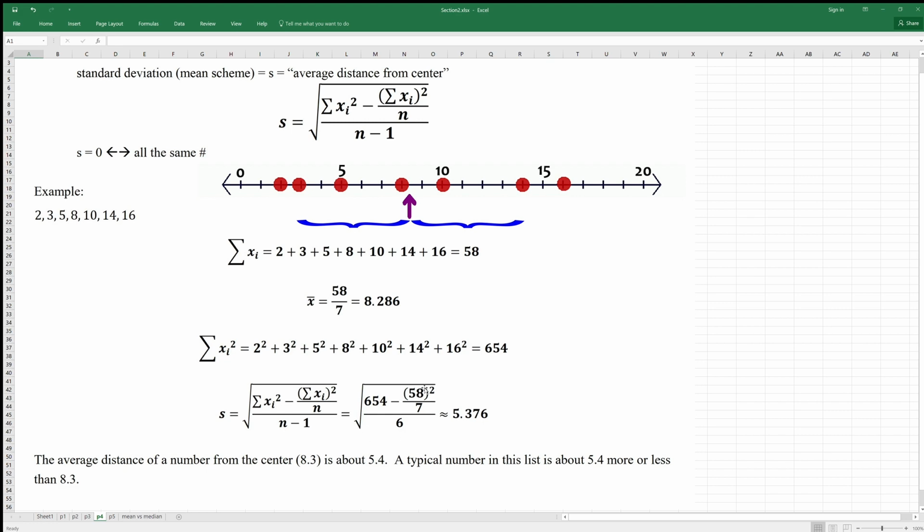And I'm just going to do it on the calculator here. 58, square it, and I get 3364. Maybe I'll write these down.